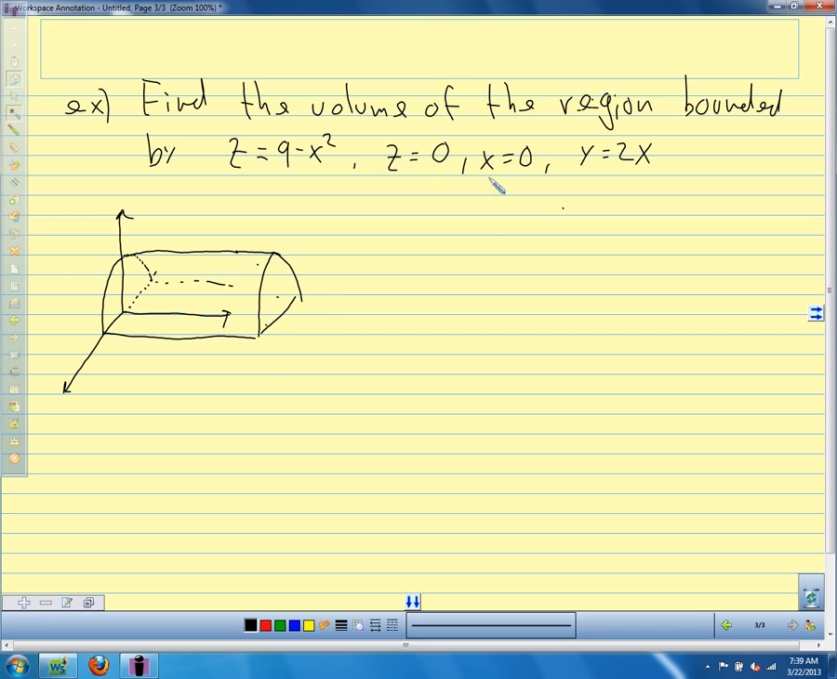We're bounded by z equals 0, x equals 0, and y equals 2x. So where is y equals 2x? In the XY plane, we just get a line. As a surface, this would be a plane. So we have this plane cutting through our surface, so we're cutting a wedge out of that parabolic cylinder with the plane y equals 2x.